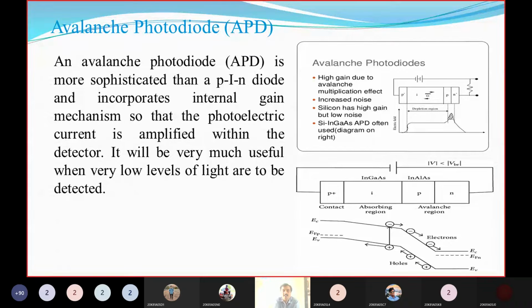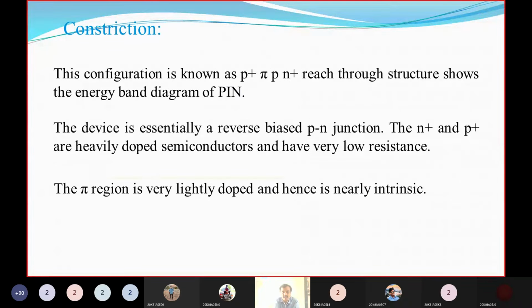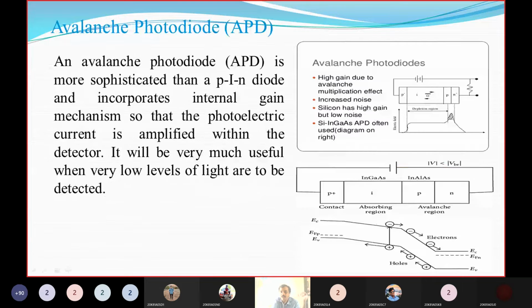Now construction. If you observe, in the avalanche photodiode there are four regions. This is the P plus region, this is the intrinsic region, this is the P region, and this is the N plus region. The P plus region is a heavily doped P region. The N plus region is a heavily doped N region. And the P region is a lightly doped P region.